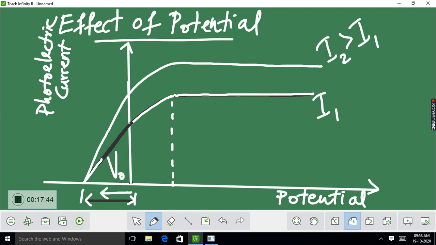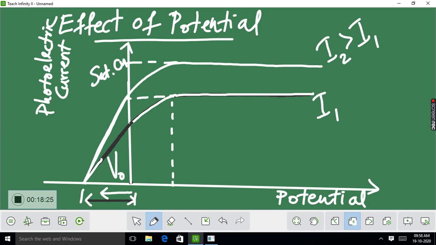So what is the difference? The saturation current is greater for a greater intensity. This is the saturation current. In this case, it is a smaller value. So the saturation current is greater for a greater intensity, but the stopping potential is the same. Even though intensity is increased, the stopping potential is the same.